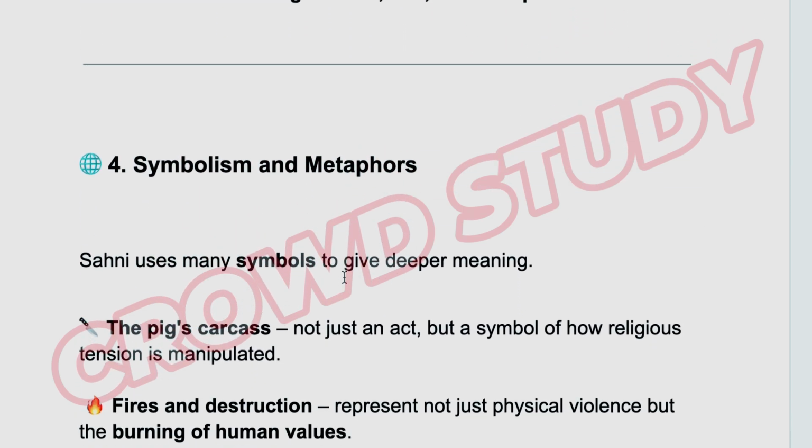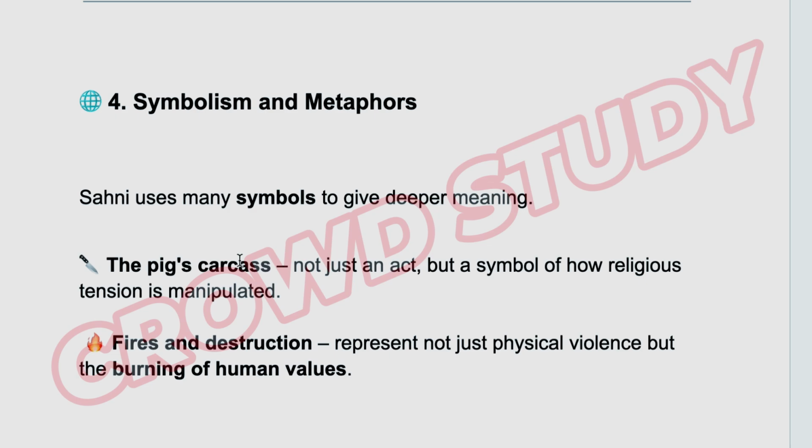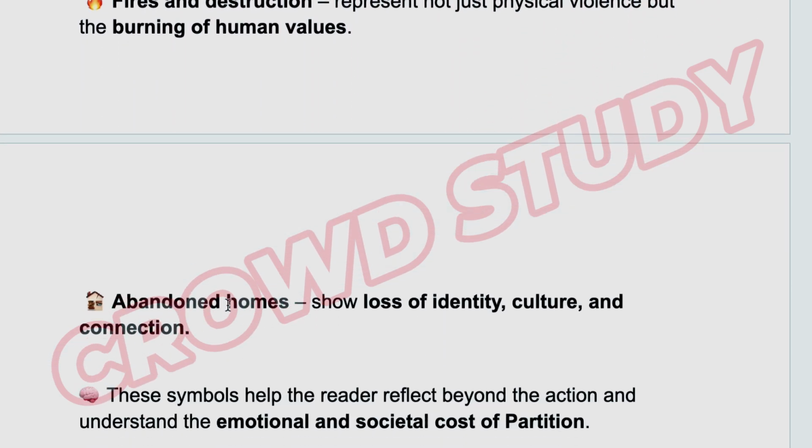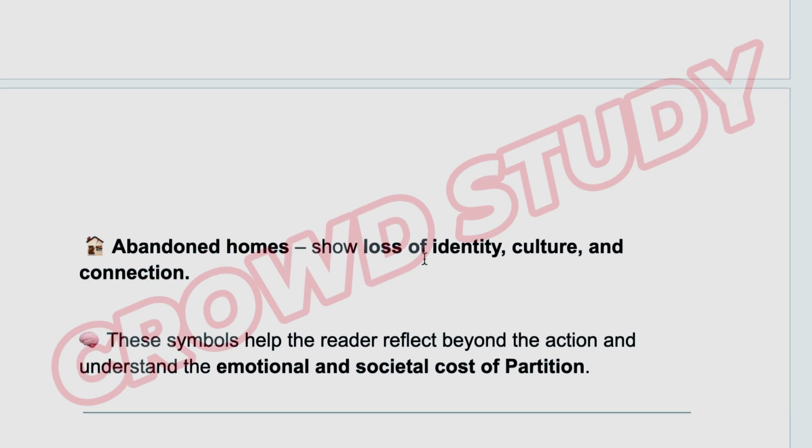Number 4. Symbolism and metaphors. Sahni uses many symbols to give deeper meaning. The pig's carcass is not just an act, but a symbol of how religious emotion is manipulated. Fires and destruction represent not just physical violence, but the burning of human values. Abandoned homes show loss of identity, culture, and connection. These symbols help the reader reflect beyond the action and understand the emotional and societal cost of partition.